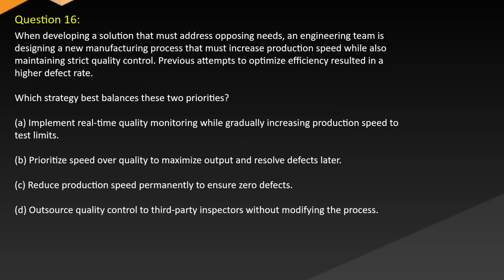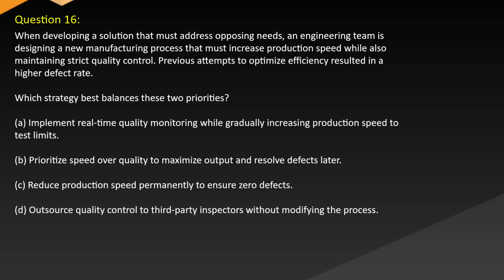Question 16. When developing a solution that must address opposing needs, an engineering team is designing a new manufacturing process that must increase production speed while also maintaining strict quality control. Previous attempts to optimize efficiency resulted in a higher defect rate. Which strategy best balances these two priorities?